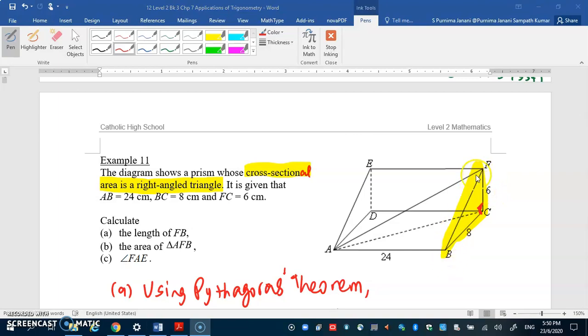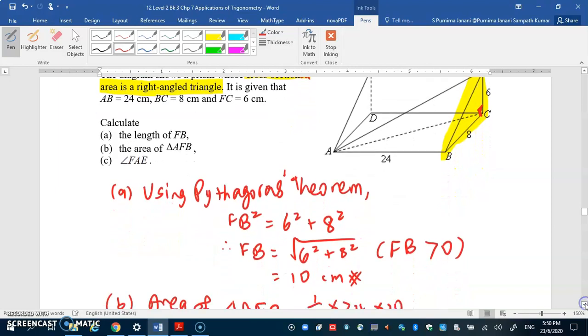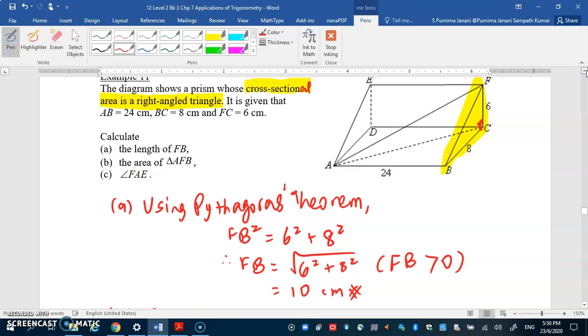FB is the hypotenuse of this right angle triangle, and since it's right angle, you can just use Pythagoras theorem and easily solve for FB. Okay, so FB square equals 8 square plus 6 square. Then you get FB equals square root of 6 square plus 8 square, which is a nice number. It's 10 cm. Okay, so this is 10 cm over here, FB. Now, remember to write in brackets FB more than 0 because we're only taking the positive square root. So this is just 10.